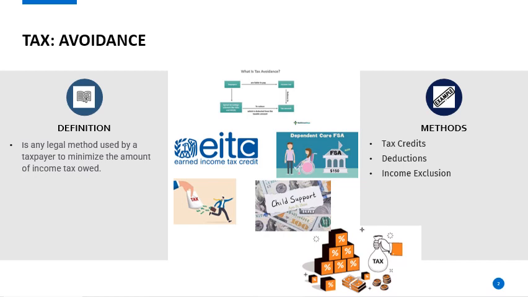The third method is income exclusion, and this is where you set aside certain income as non-taxable, and from a liability standpoint, it reduces the amount of money filed as gross income, which reduces the amount of taxes owed in the year. And an example of this could be something like child support.